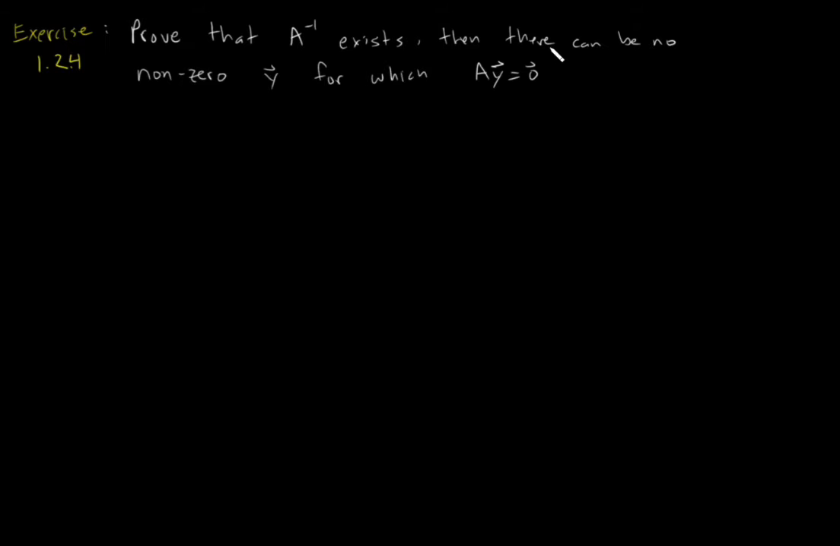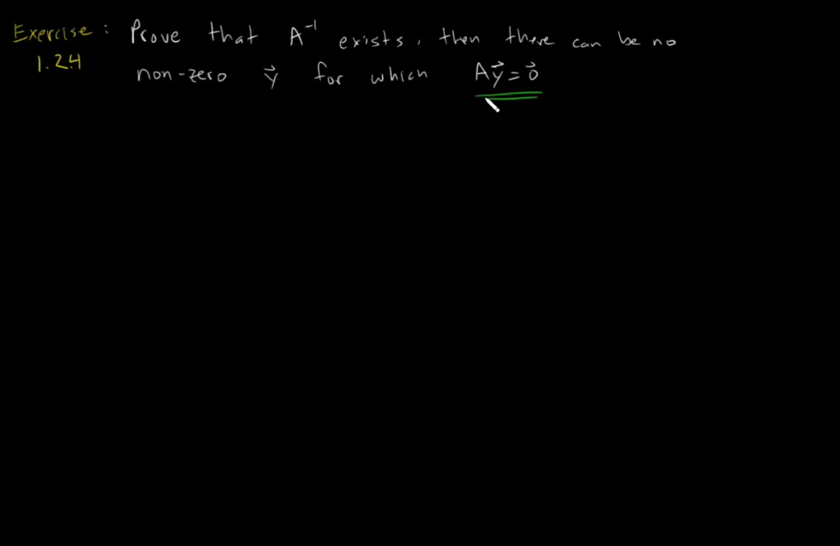So let's see. We're going to prove this one directly, so we're going to assume that the inverse exists, and then we're going to work our way to show that y must be 0. The only way that this is true is if y is 0, because that's what they're asking. They're saying show that there can be no non-zero y for which A times y is equal to 0. So that means that there is no value of y other than 0 that'll make this true. Right? It can get confusing. You just gotta slow it down and read it a couple of times, and it should make sense.